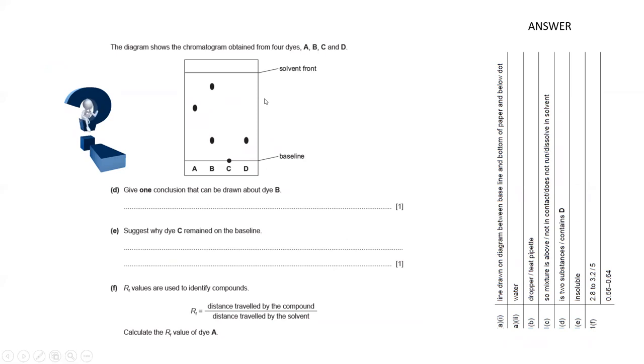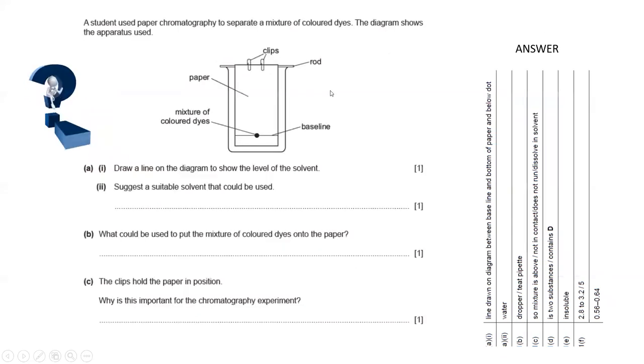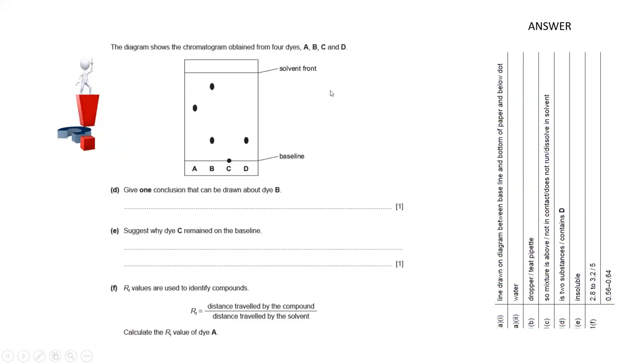For the other part, the diagram shows a chromatogram obtained for four dyes A, B, C, and D. So this is a chromatogram obtained from four dyes. Give one conclusion that you can draw about dye B. What can we conclude dye B contains? Dye B is impure, two spots are there. That's right.